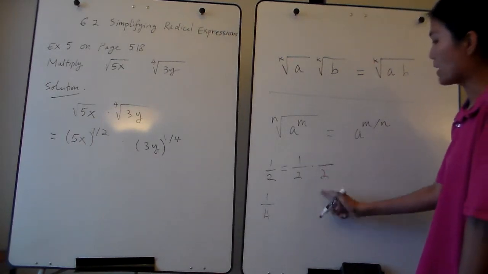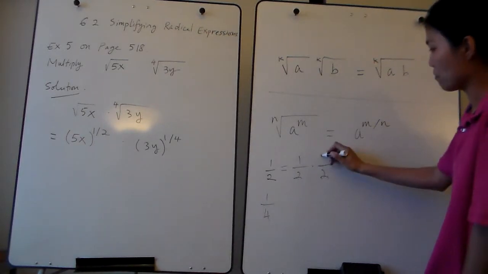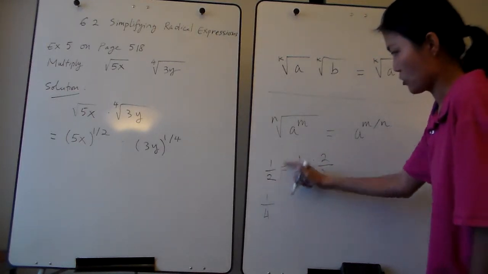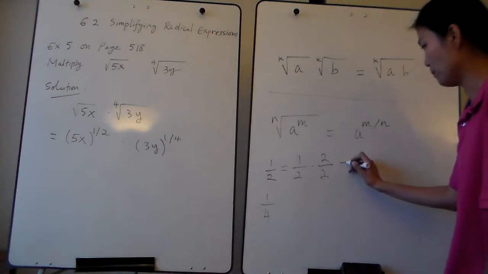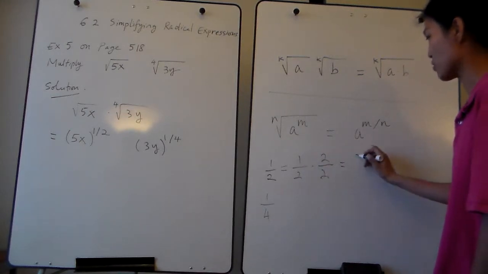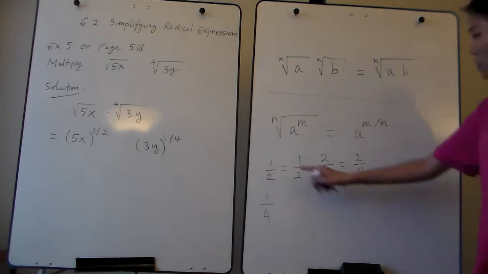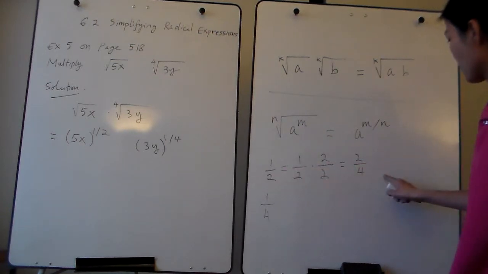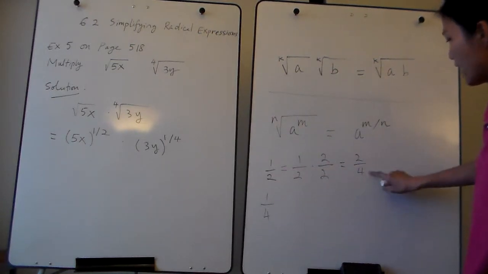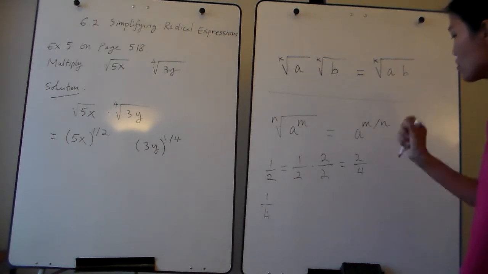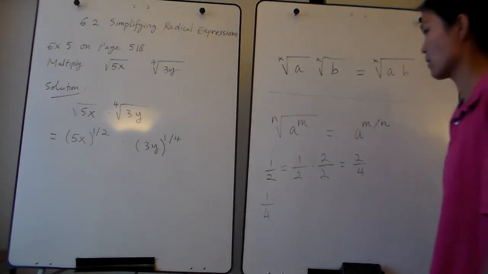Now, when I multiply by 2 in the denominator, I have to multiply by 2 in the numerator as well, so that I don't change the original expression here, 1 over 2. To simplify, I have 1 times 2 is 2, 2 times 2 is 4. Now I have 1/2 written in the form 2 over 4 that has 4 as the denominator.